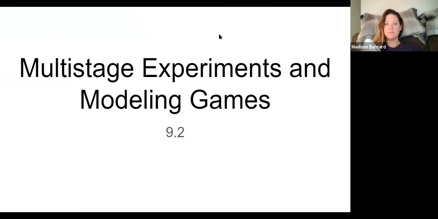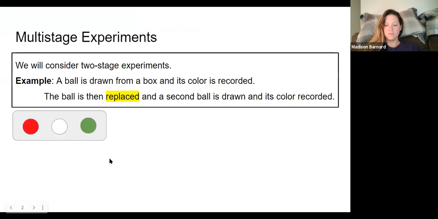Okay, so second section, we're going to learn more probabilities using some experiments and modeling. Okay, so we have multi-stage experiments. It will take some time, but it's gonna be fun. So I'm giving you one example here. So we will consider a two-stage experiment here, okay?